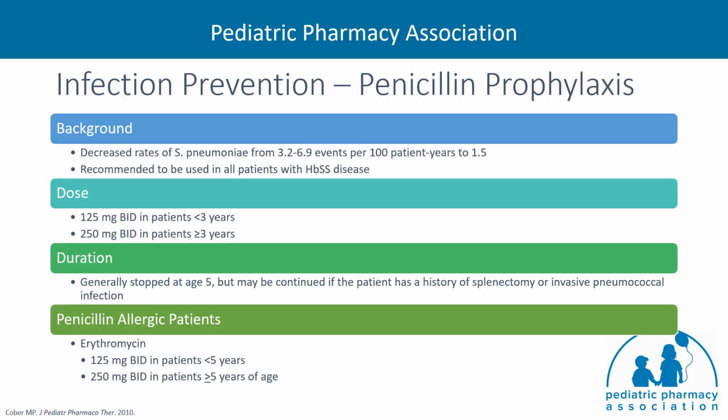Generally, penicillin prophylaxis will stop around the age of 5, and that's because we see patients being a little less susceptible to infections at that age. However, if the patient has a history of a splenectomy or an invasive pneumococcal infection, it can be continued indefinitely or at the provider's discretion. And for penicillin allergic patients, we'll typically recommend erythromycin.